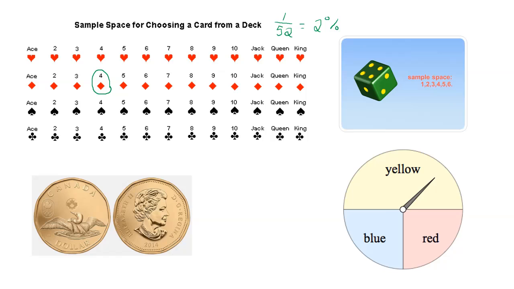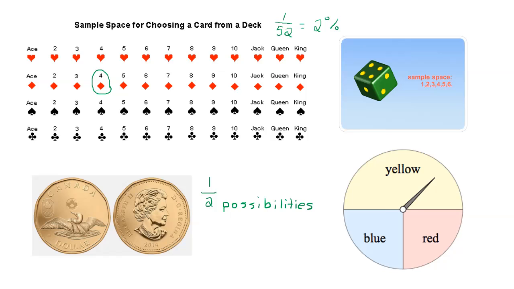Down here at the coin, the sample space is only 2 options. It's either going to be tails or heads. And so the odds of getting tails would be 1 out of 2. So the bottom number of your fraction represents your sample space. There are 2 possibilities.